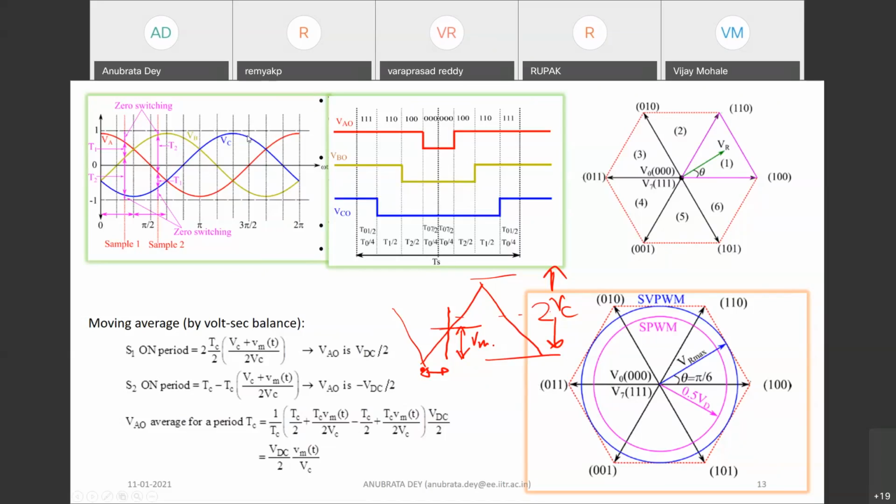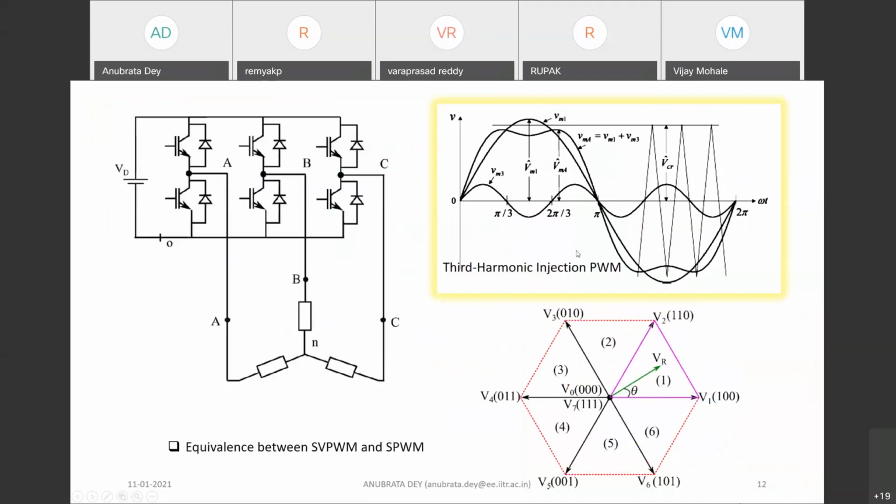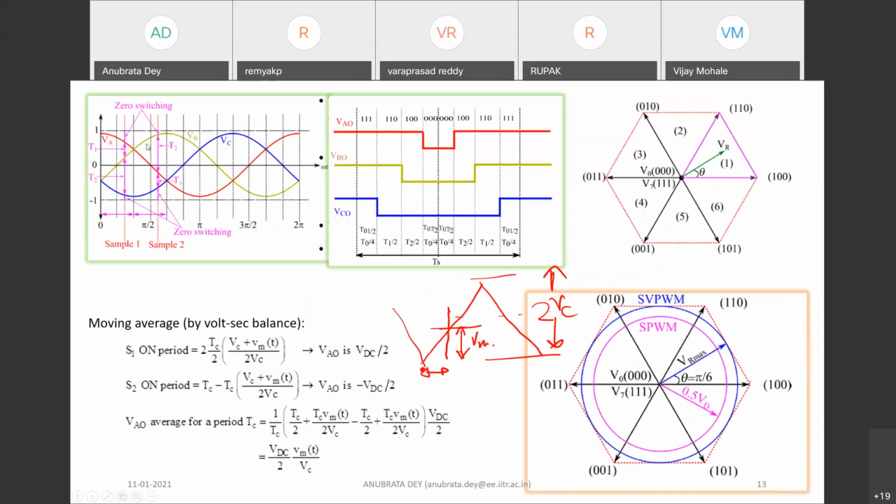But if you add some offset in this sinusoidal waveform, or you add some third harmonic waveform, both mean the same thing. Either you add this third harmonic or you add some offset, and this envelope will become symmetrical. Symmetrical in the sense they are equally spaced between this +1 and -1, and when they are equally spaced, that is what we call SVPWM. So that is exactly what SVPWM is doing.